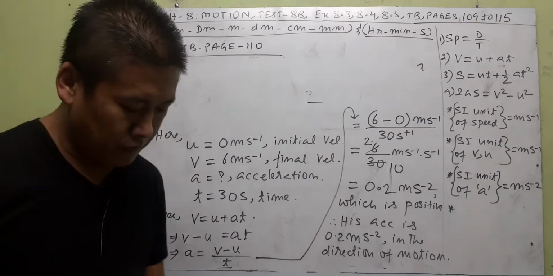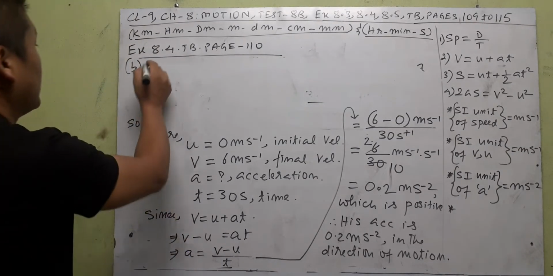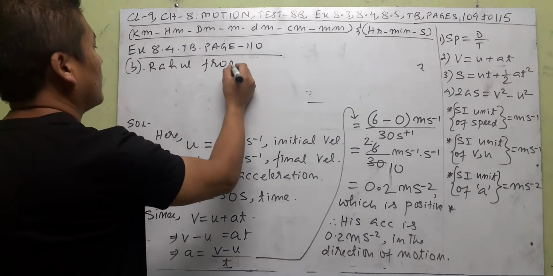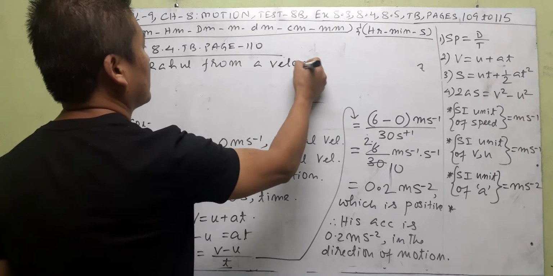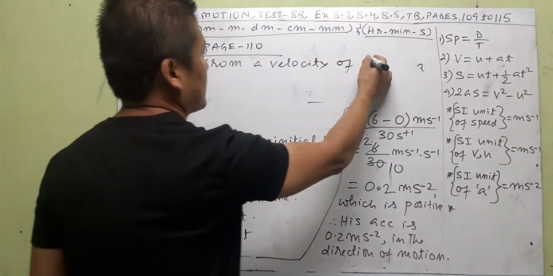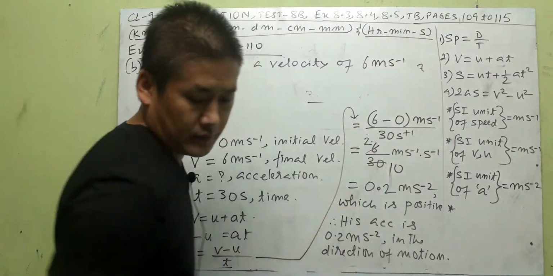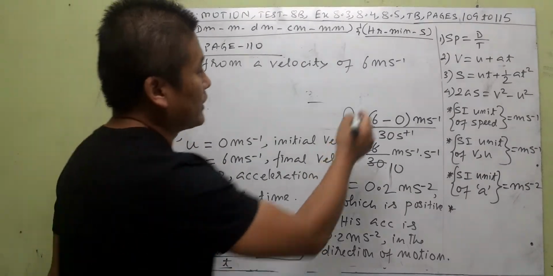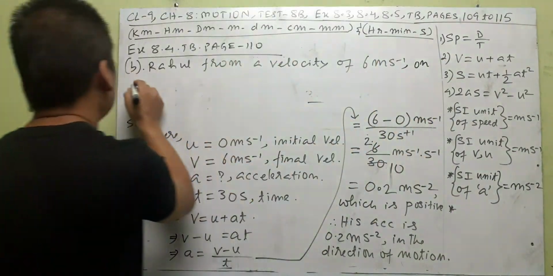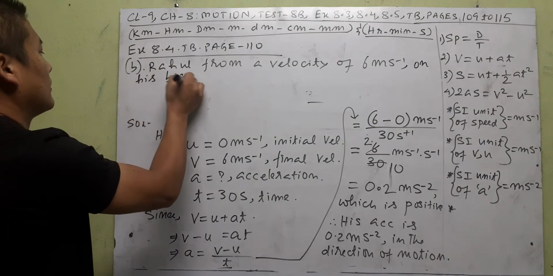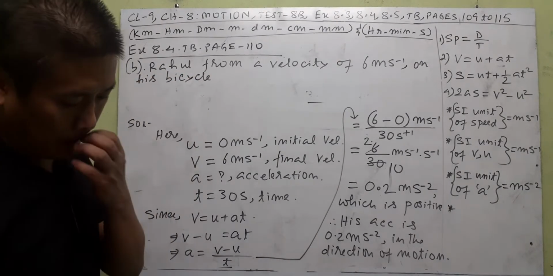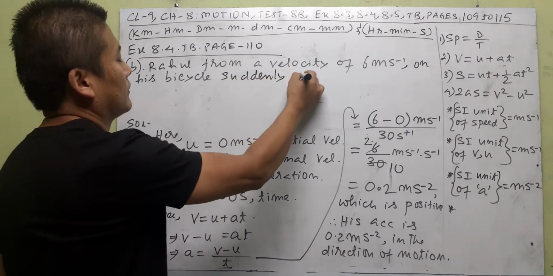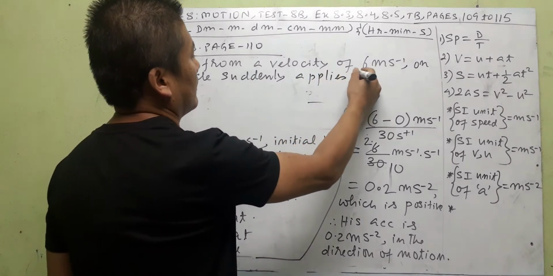So there, Rahul, from a velocity of, this is the reverse of what we did just now. Rahul from a velocity of 6 meter per second on his bicycle, suddenly applies brakes.